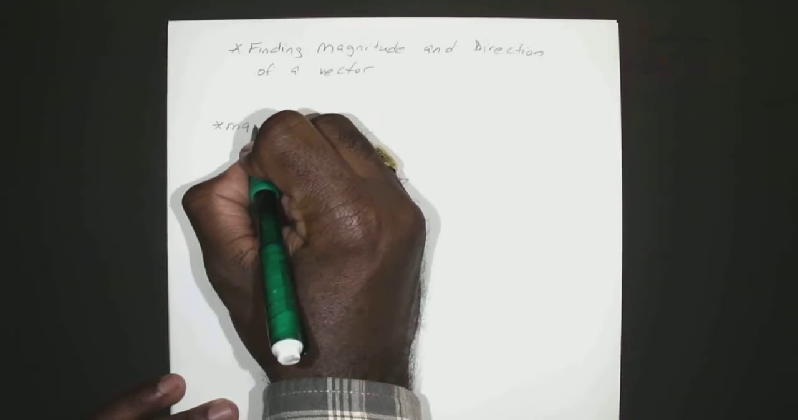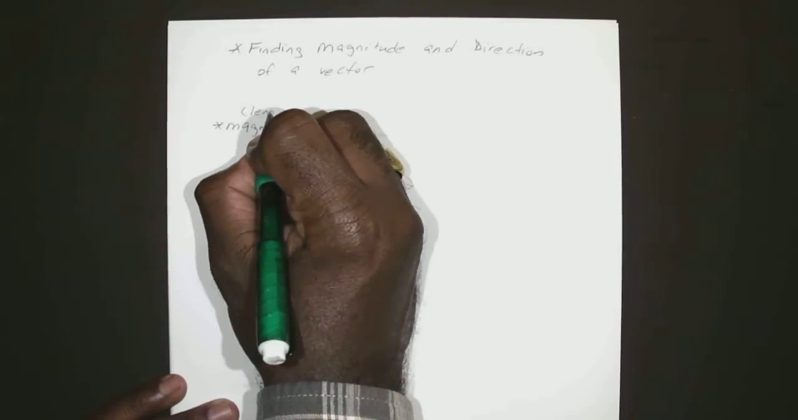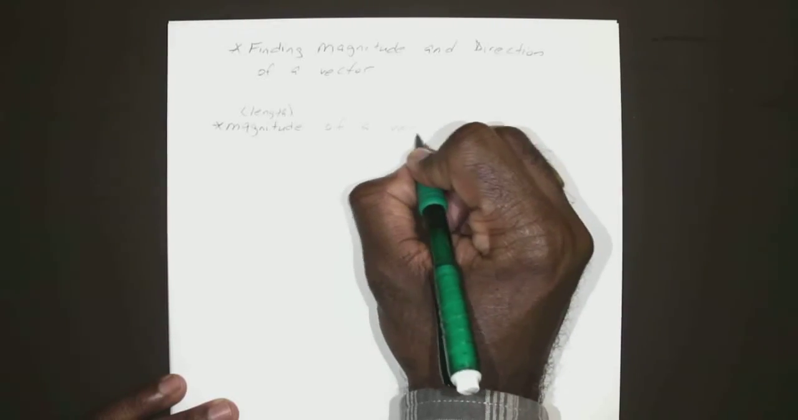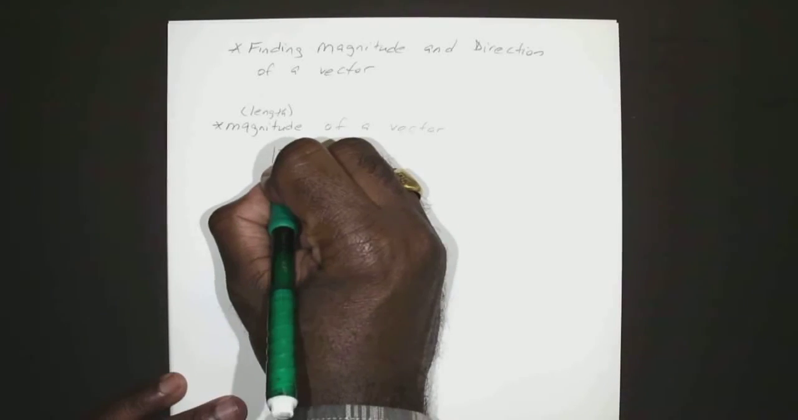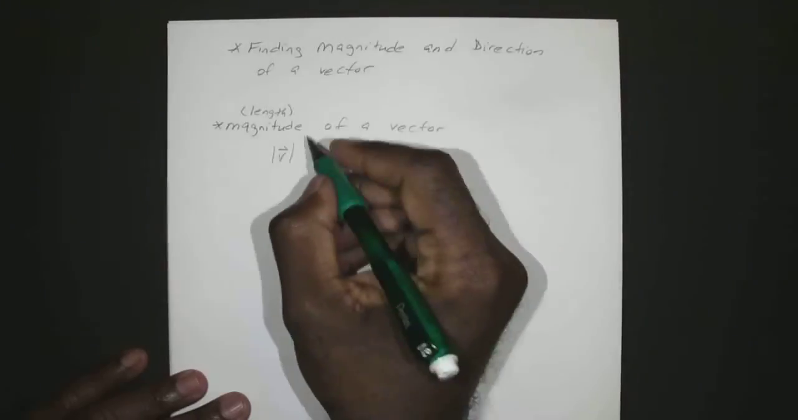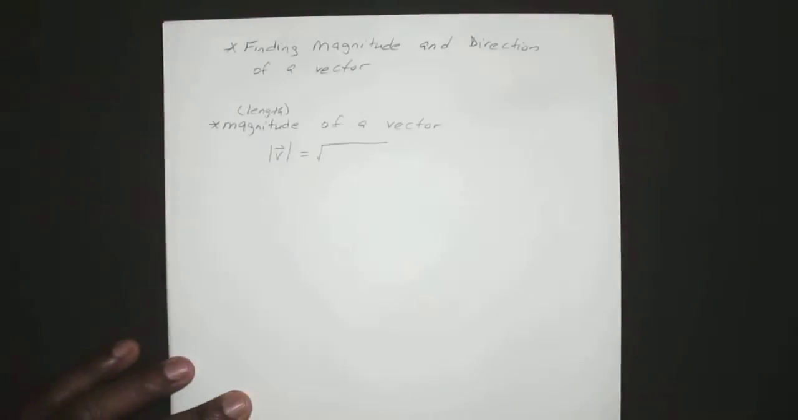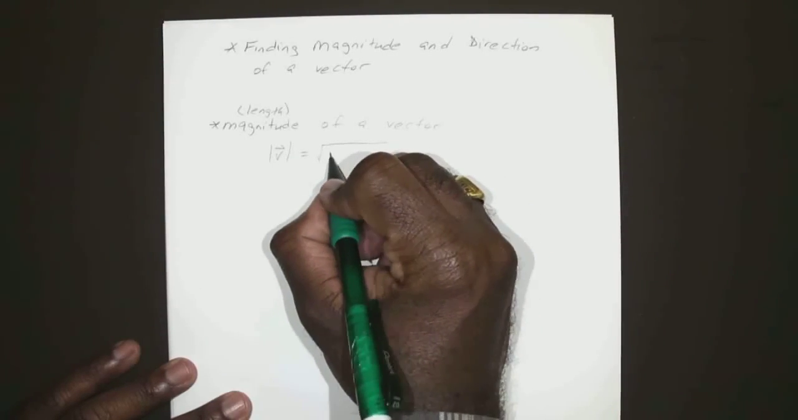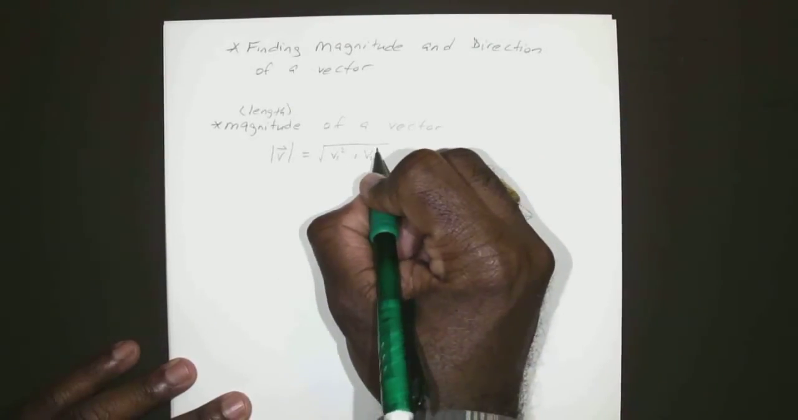Okay, so the magnitude, which is just another way to say length, of a vector looks like the absolute value symbol. Okay, so that's just equal to the square root. And if you look at it, it looks like the Pythagorean theorem. So it's the square root of the first component squared plus the second component squared.